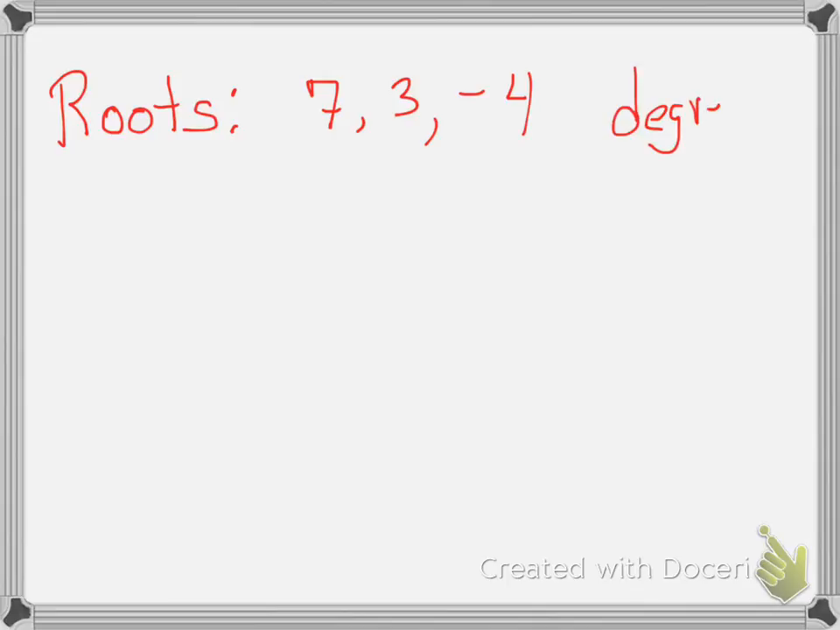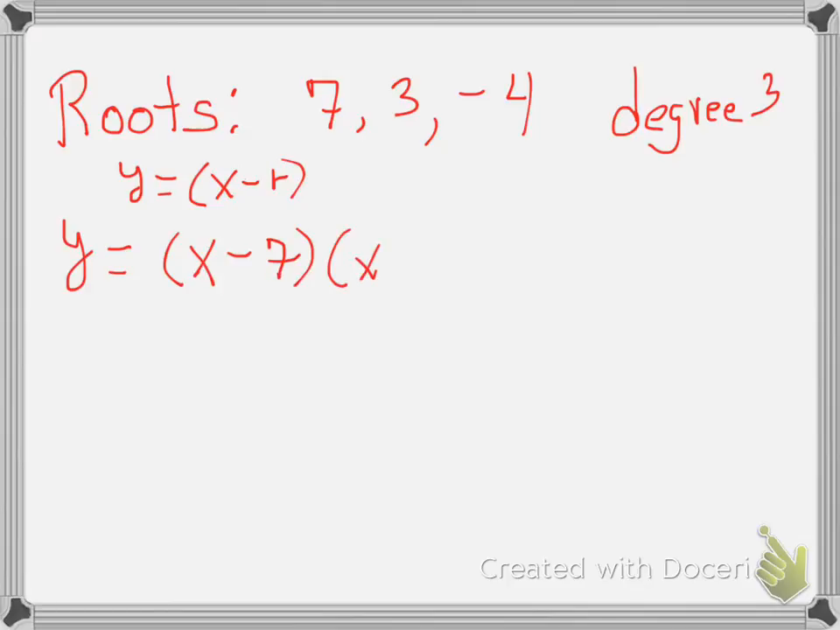Alright, well let's take a look at a few examples of writing polynomials given their roots. For example, let's say I told you that the roots of a polynomial were 7, 3, and negative 4, and our polynomial was degree 3. So our polynomial, remember it's always y equals, and then x minus the root is a factor of the polynomial. So this would be x minus 7, x minus 3, and x plus 4.